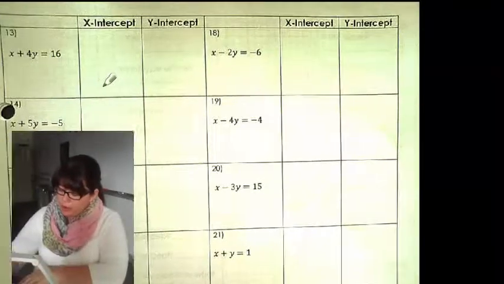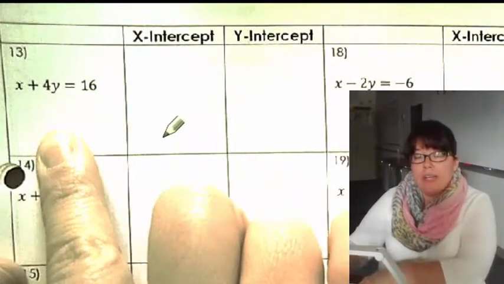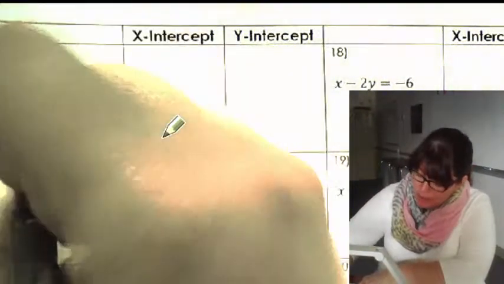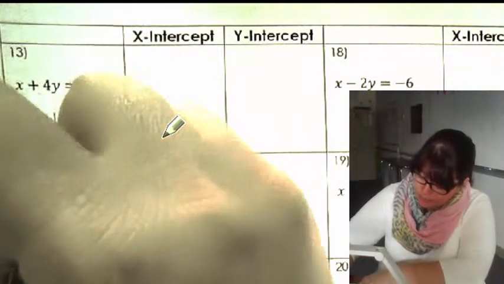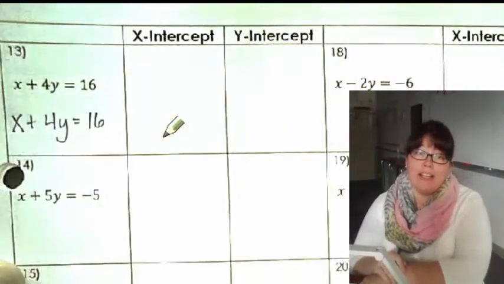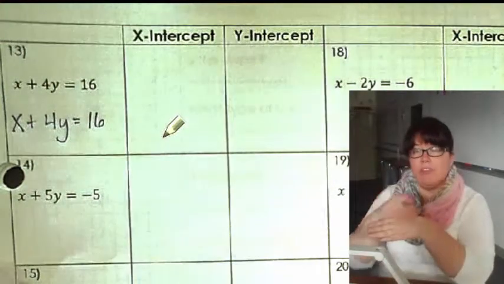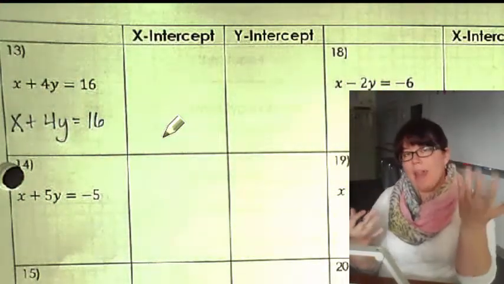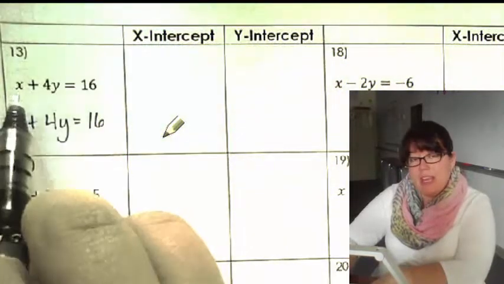All right, so number 13. First thing I want you to do is write the equation again, because we're going to be plugging in twice here. So go ahead and write it 2 times. All right? Whatever they give you, just write it again. Now, what happens if we plug in 0 here?